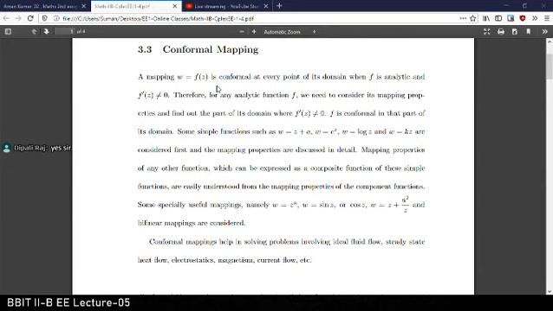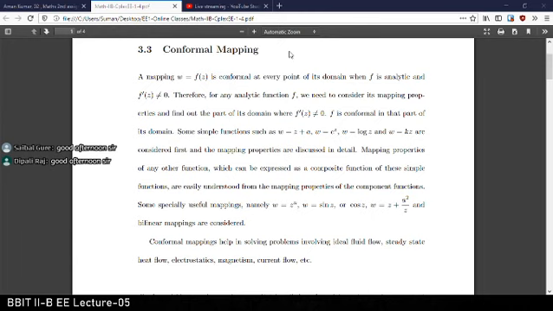Now I am skipping one module, which is complex integration. That is a little difficult. Before that, I will complete the conformal mapping, which is very much useful, as well as simple. It is easy to solve the problems in this module.